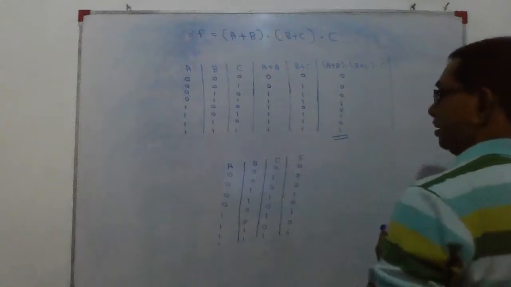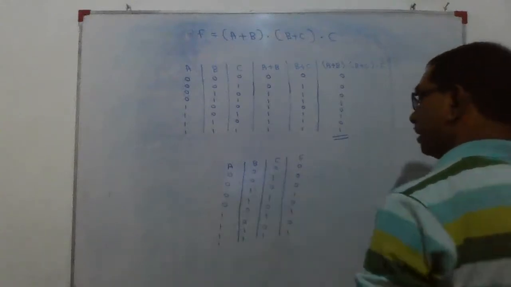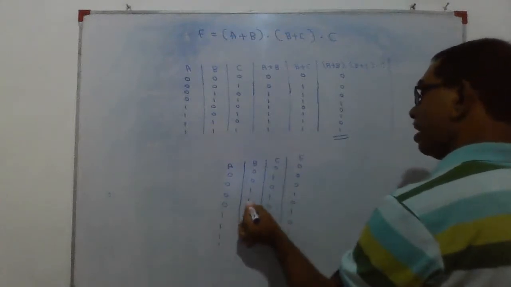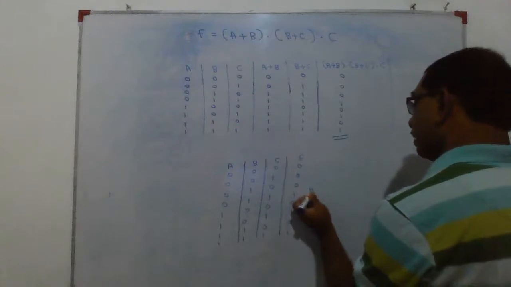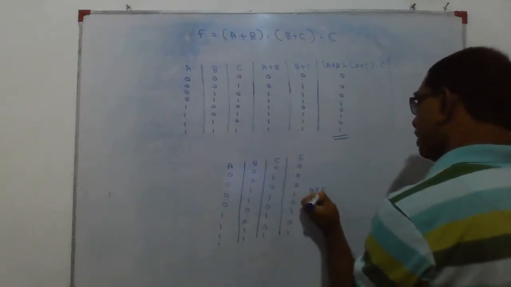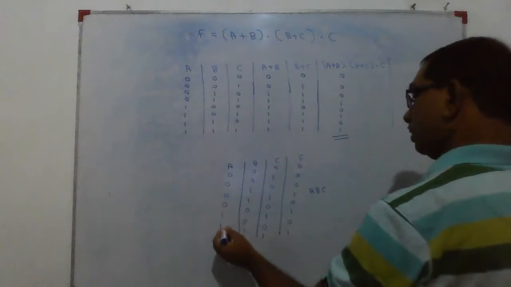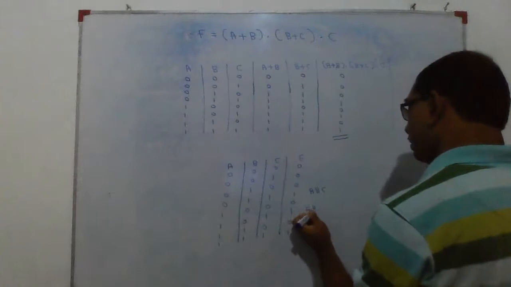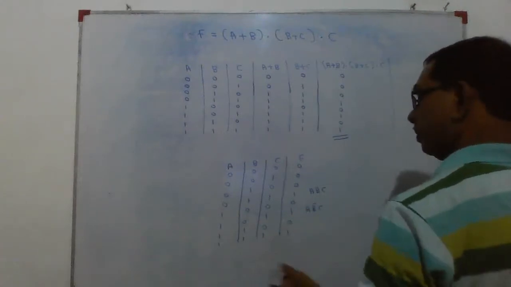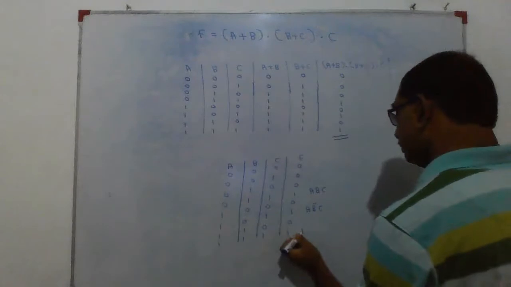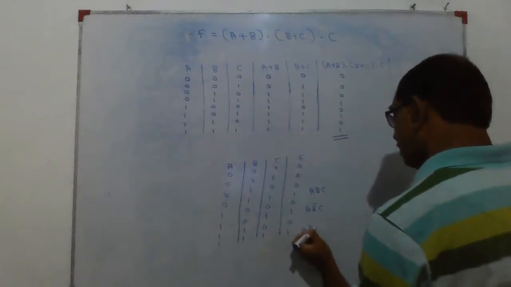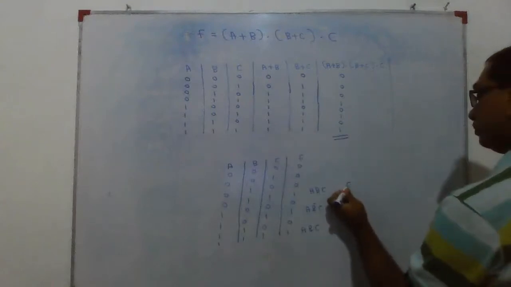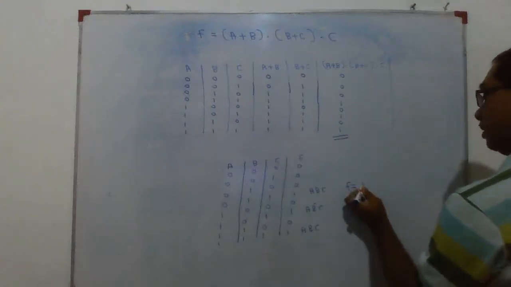When I check the output for a sum of product statement, I can get, once it says, A bar and B and C. A bar and B and C. What about here? A and B bar and C. A and B bar and C. Here even A and B and C. A and B and C. Now say F equals.